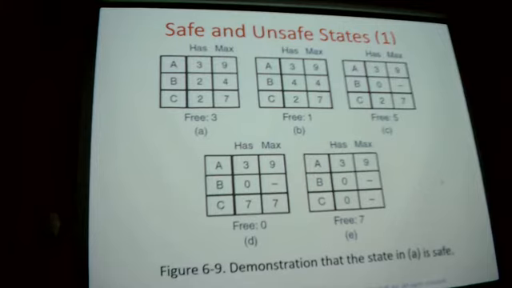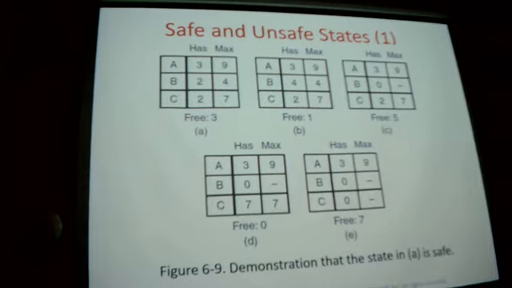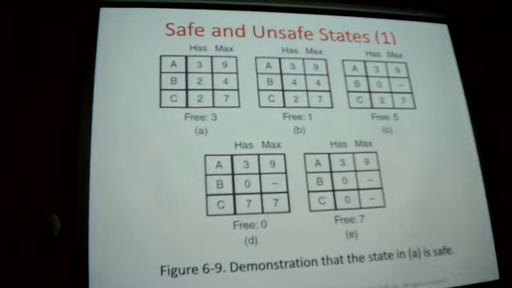So from this example, we can see that finally, each process can finish its task. So we say that these states are safe. Safe means that each process will run and finish its task. Okay, so they are safe.